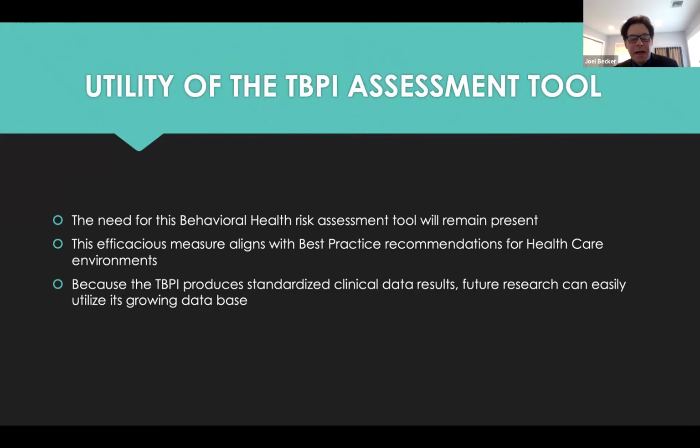for healthcare. And because it does have standardized data that we get from using the methodology, future research can easily use its growing database. So my hope and dream would be that there be a lot of samples, a lot of patients that were assessed with this measure, and that eventually research can be used to see different predictive models, different retrospective models about what this means as far as mitigating infection spread.